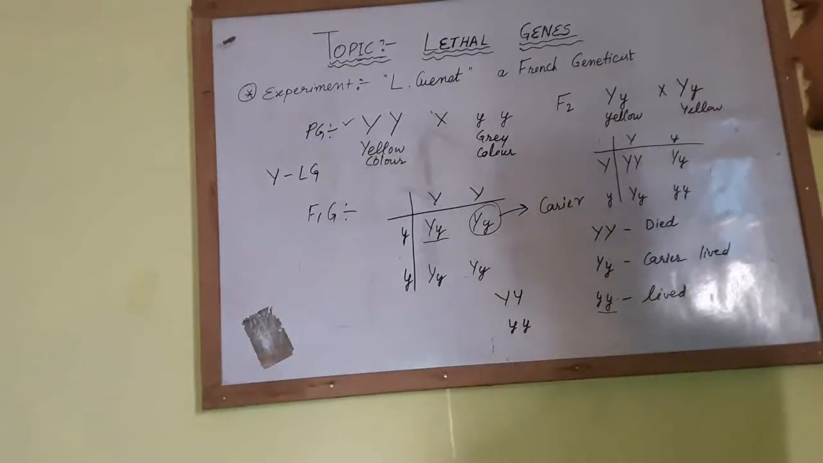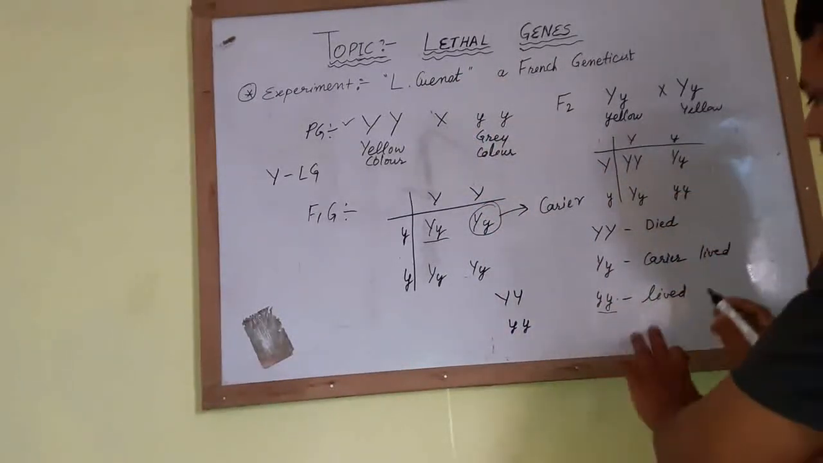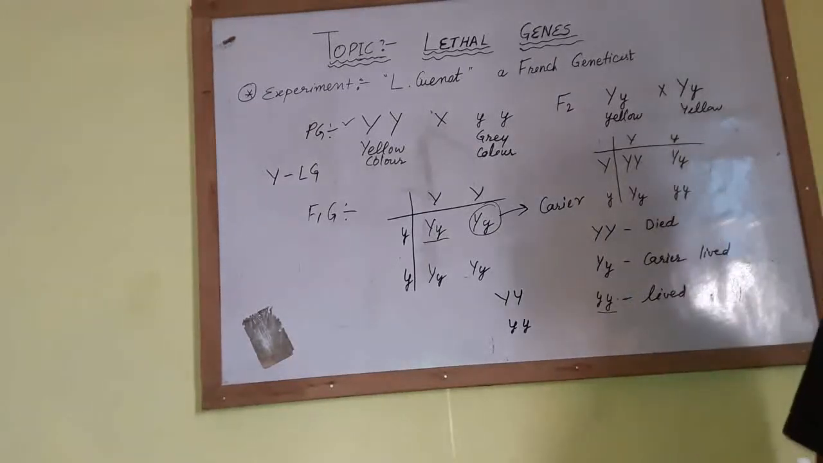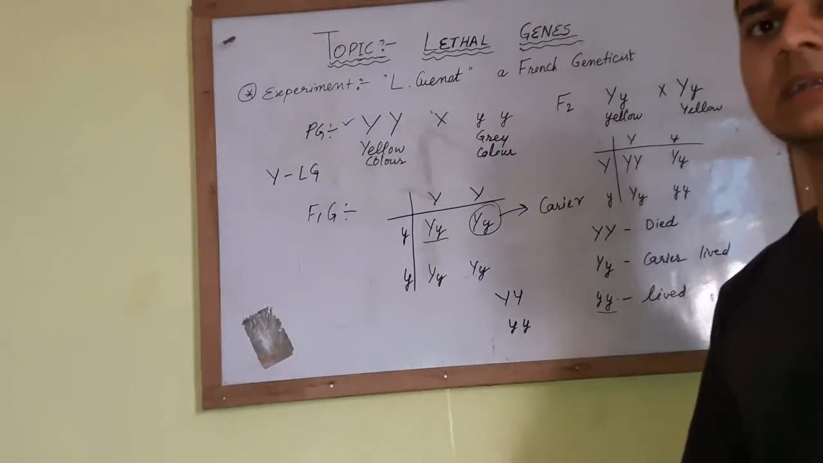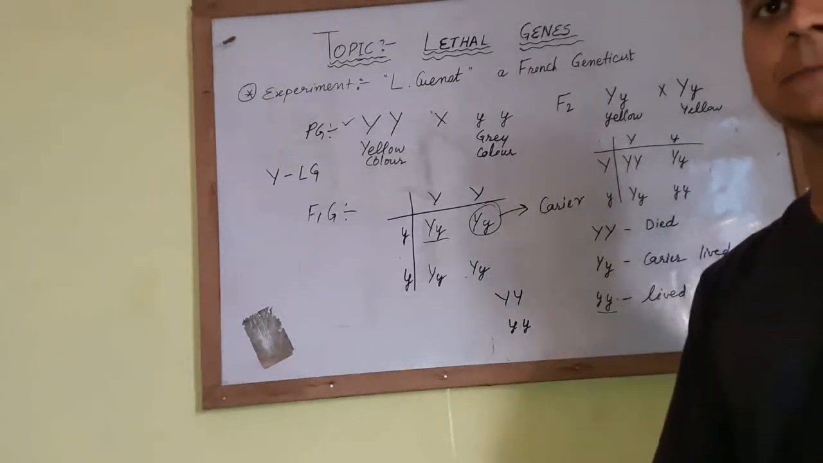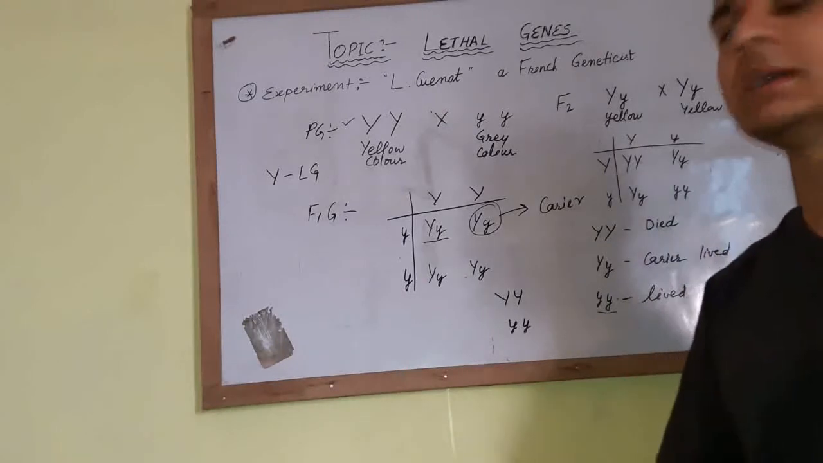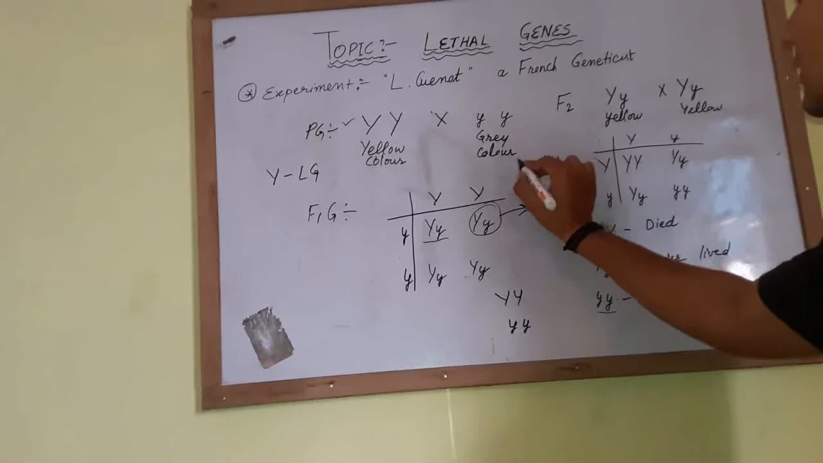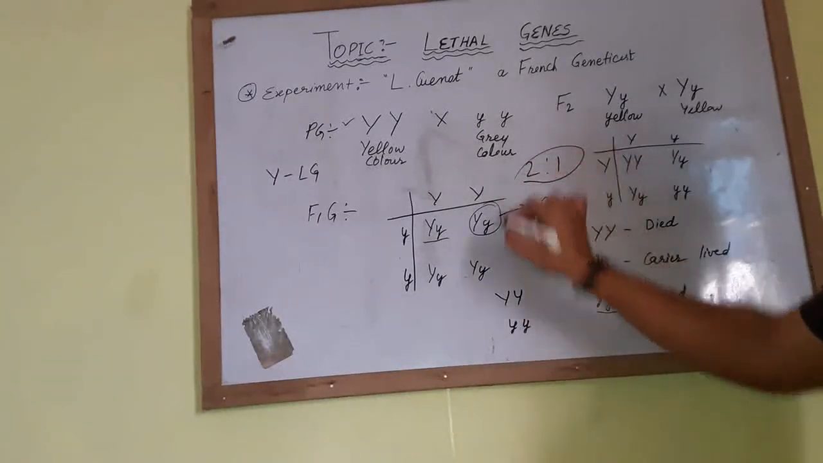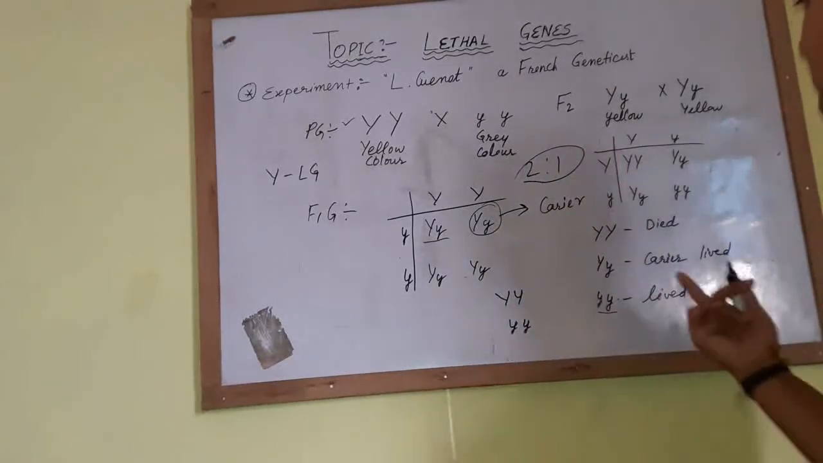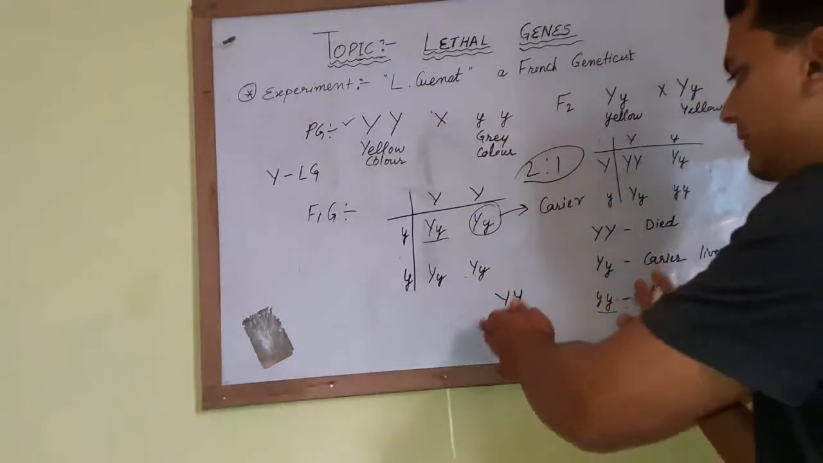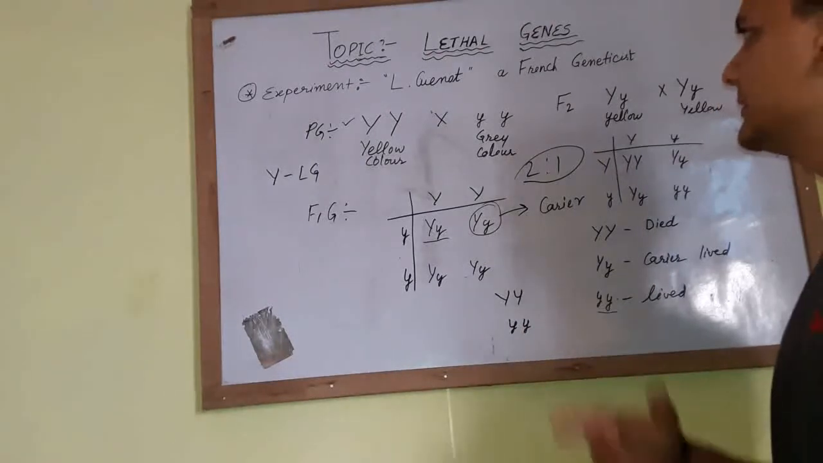So this was the experiment done by L. Cuénot. Hence the ratio we get here is 2:1 instead of 3:1. Guys, Mendel said that the ratio that must come is 3:1, but over here the ratio that came is 2:1. Why did the ratio come 2:1? The ratio must come 3:1, right? So this was one experiment to demonstrate lethal genes.